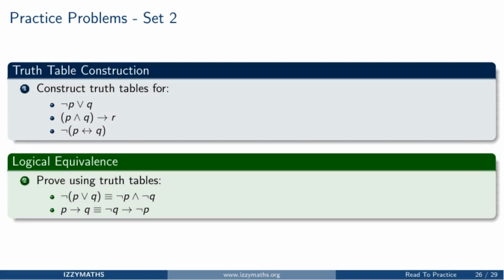Here are more challenging problems. For truth table construction, create complete truth tables for not P or Q, P and Q implies R, and not P biconditional Q. For logical equivalence, prove using truth tables that not (P or Q) is equivalent to not P and not Q, and that P implies Q is equivalent to not Q implies not P. These problems will help solidify your understanding of truth table construction and logical equivalences.